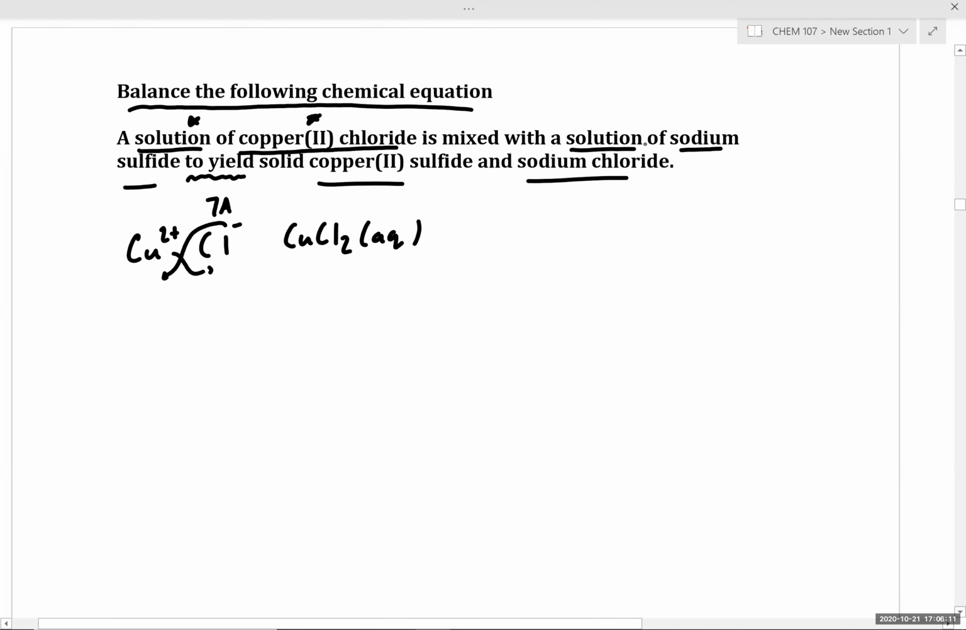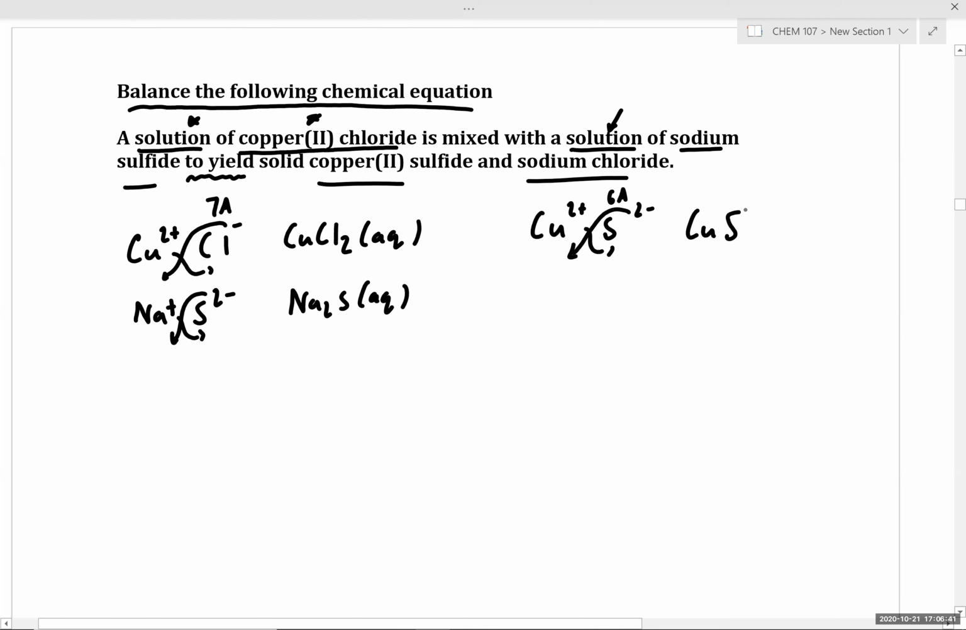Next, when we have a solution of sodium sulfide, so we have sodium plus and S2 minus, we cross our charges and that gives us Na2S. Since it's a solution, we put the aqueous symbol. For copper 2 sulfide, we have copper 2 plus. Sulfur as a 6A element adopts a 2 minus charge. We cross our charges and that gives us CuS.